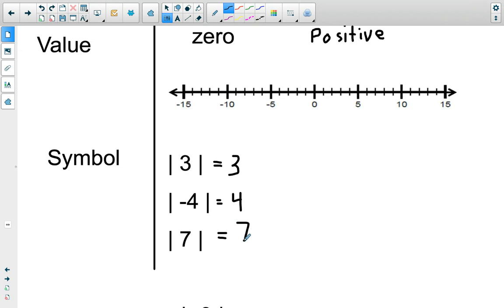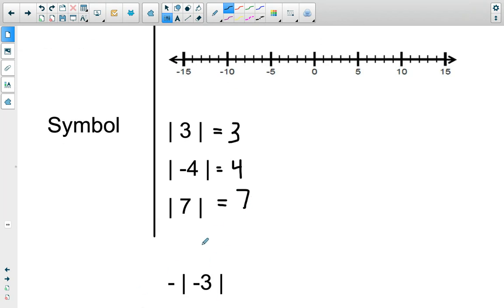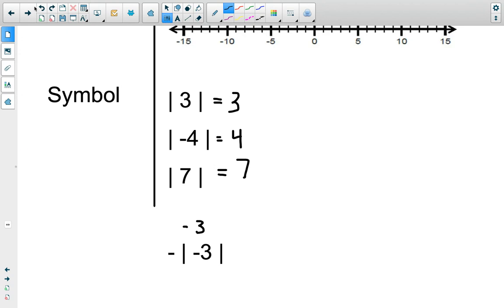Now I want to show you a little bit different thing that you haven't seen yet. Here we have the absolute value of -3. Well, that is 3. But you notice I have this negative on the outside. That's not part of the absolute value. It's on the outside. So the negative, or the opposite of the absolute value of -3, is -3. Because this is 3, but I have that negative on the outside. That's kind of a tricky one.